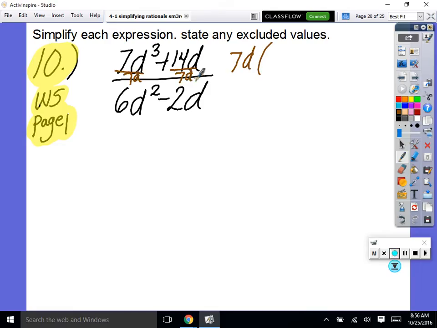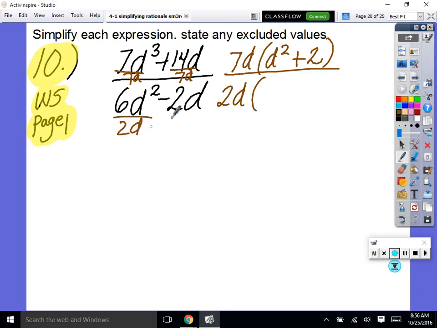So then what is left? d squared plus 2, correct? On bottom, there's a 2d in common. So then divide by 2d. So then left is 3d minus 1. Okay, looking at this, we'll restrict our domain.